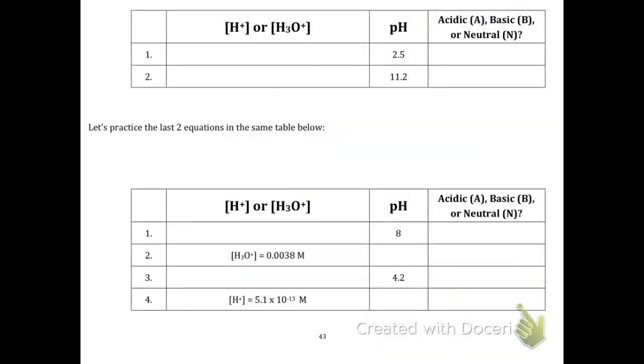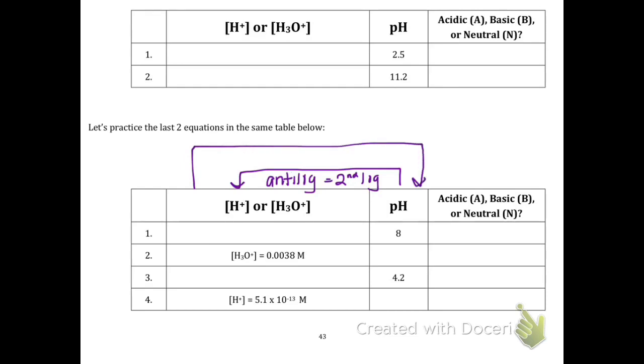Okay, so here's a little practice chart down here. If you have pH, remember you are going to go this way by using anti-log. Anti-log is second log on your calculator, right? Which is second log, anti-log of negative pH. You can go this way to find pH by doing negative log, right? So try to fill out this chart on your own, and I'll put up the answers in just a second.